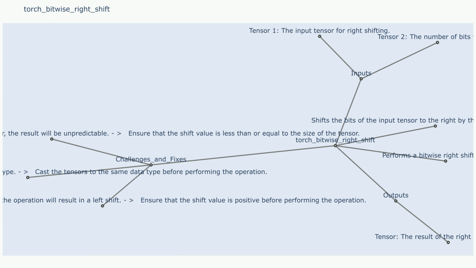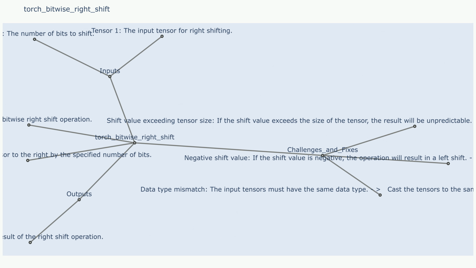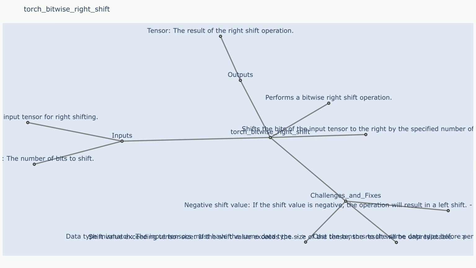Challenge 3: if the first input tensor contains floating point values, the function will raise an error. Sample use case that resulted in challenge 3: torch.bitwise_right_shift(torch.tensor(1.0), torch.tensor(2)). Fixes to challenge 3: ensure that the first input tensor contains only integer values.